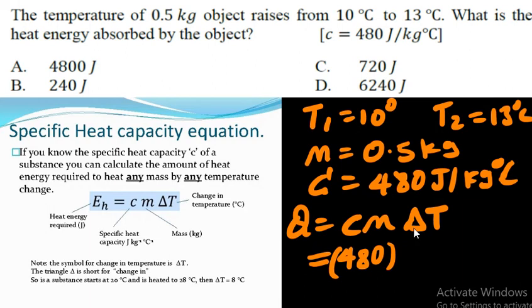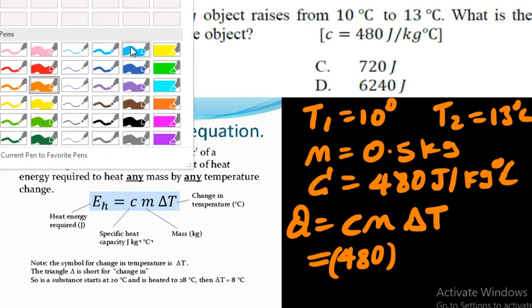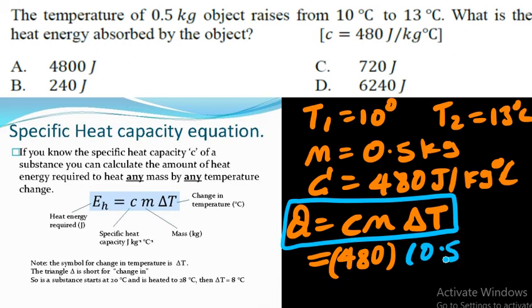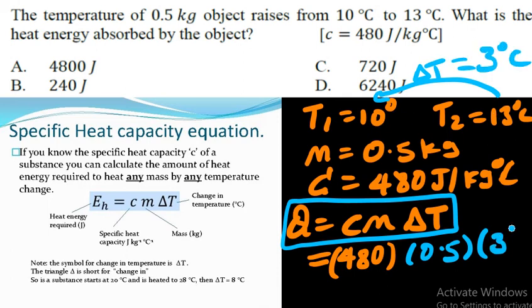And I'm inserting in the formula, but let me change the color to make it somehow clear. This is the formula I'm applying: Q equals C times mass times change in temperature. So the mass is 0.5, multiplied with the change in temperature, which means I have to subtract. The change in temperature is 13 minus 10, which will be 3 degrees Celsius. So I'm going to multiply by 3.